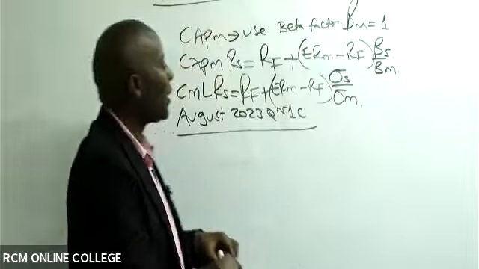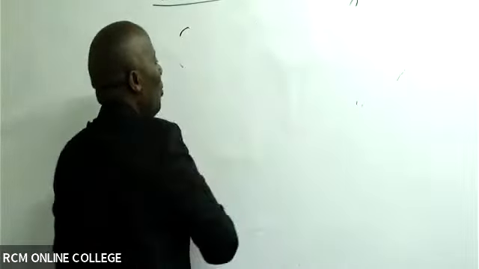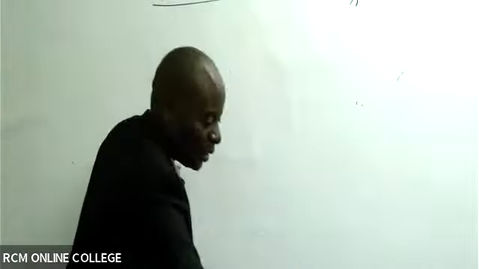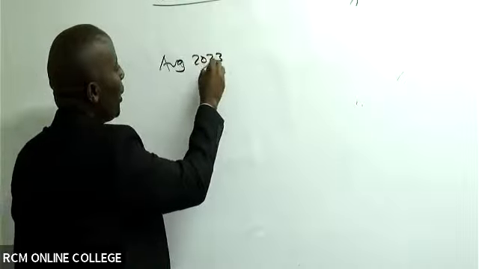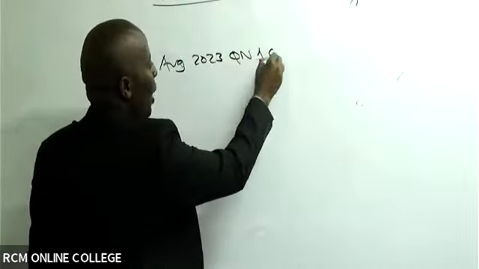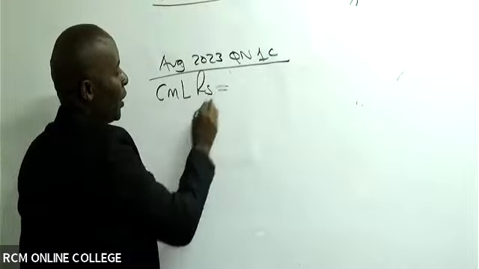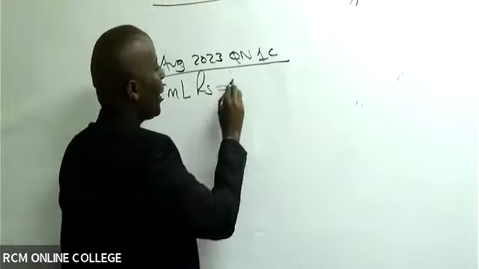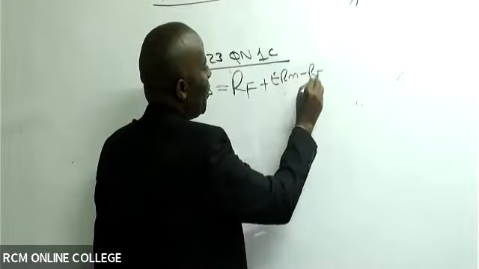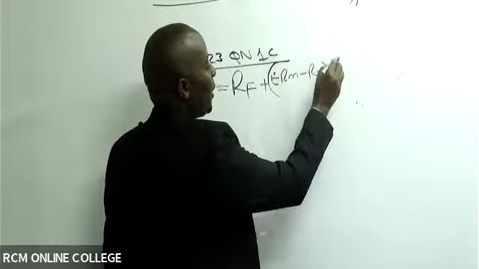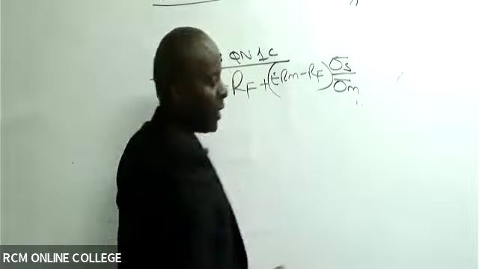So then my good students, the very first thing that I will do there is to write the formula. So remember, we are doing August 2023, question number 1C. And we are looking at the CML returns of a security, which will be the risk-free plus ERM minus risk-free into standard deviation of S over standard deviation of what here?